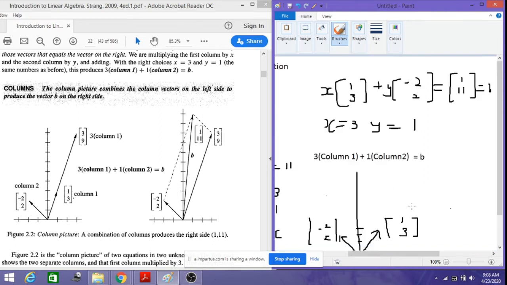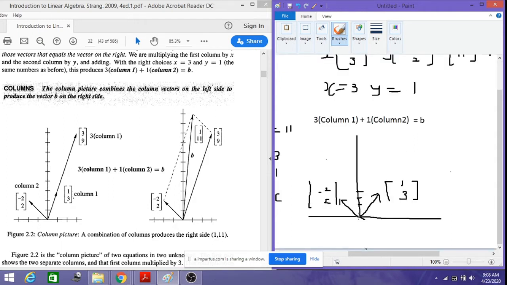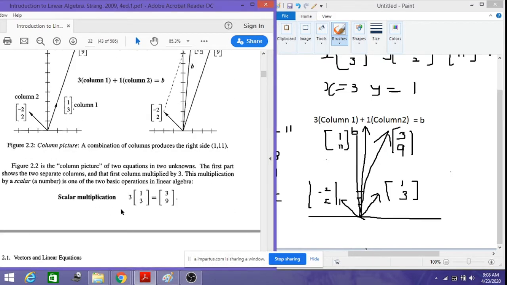Then we have one more here, that is 3 times column 1 plus 1 times column 2, which is equal to b. When we do that, finally we will get 3 and 9 here, that is 3 times column 1. And if you add it, then finally we will get b somewhere here, which is 1 and 11, something like this.